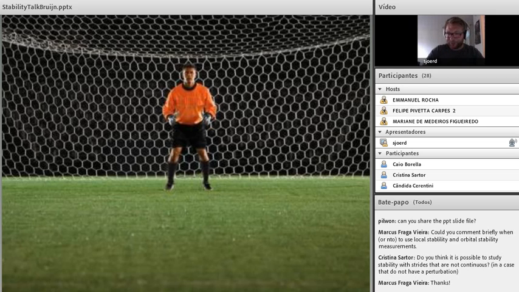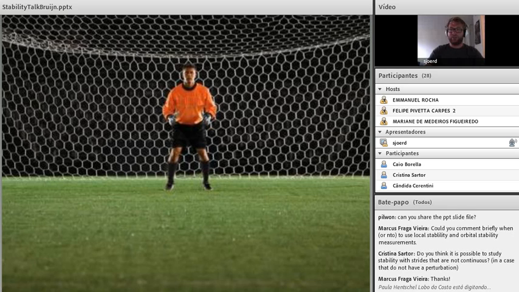Okay, do you think it's possible to study stability with strides that are not continuous? It depends on how many strides you have. If you have walks from somebody walking 10 meters back and forth, then you probably have 5 strides. You could do Lyapunov exponents and variability measures on that, but they would be of very low statistical precision. What you could do to improve statistical precision would be to use several walks back and forth.